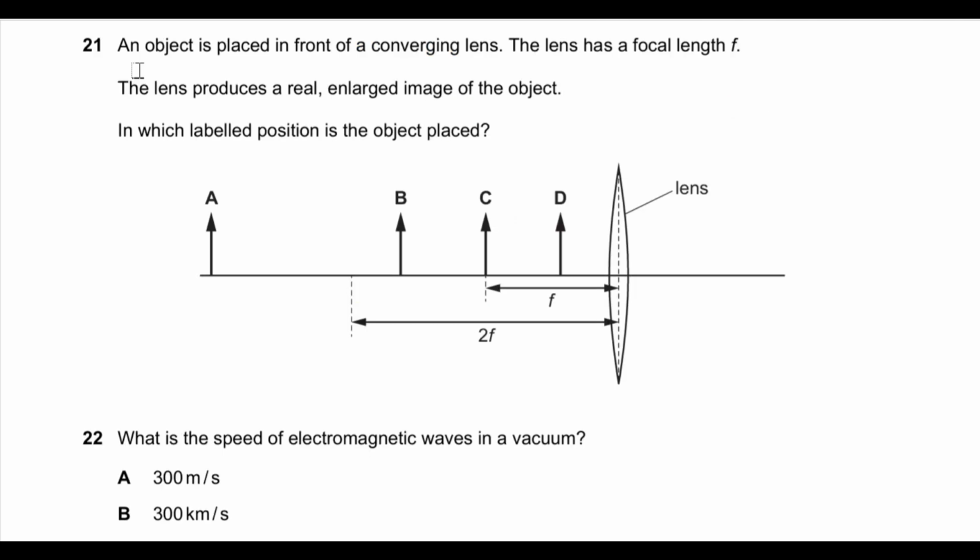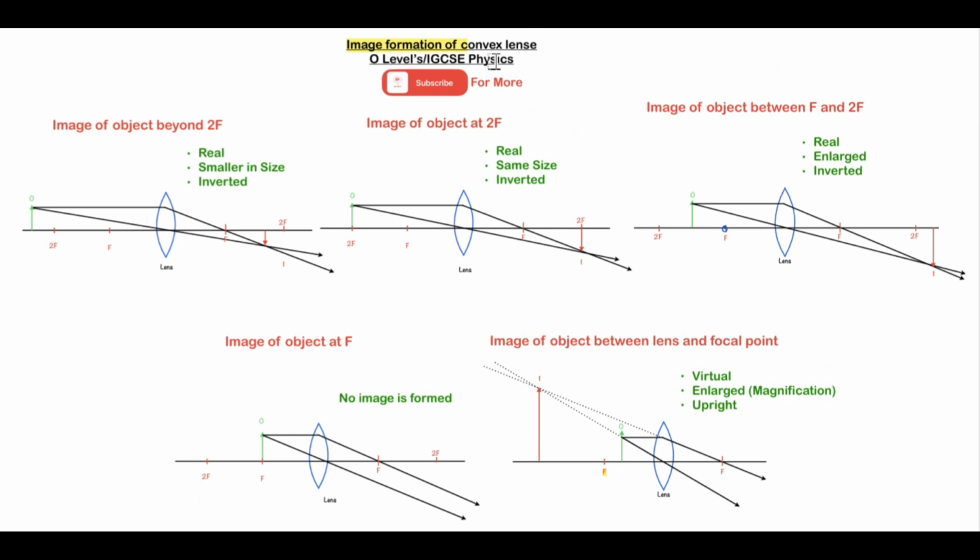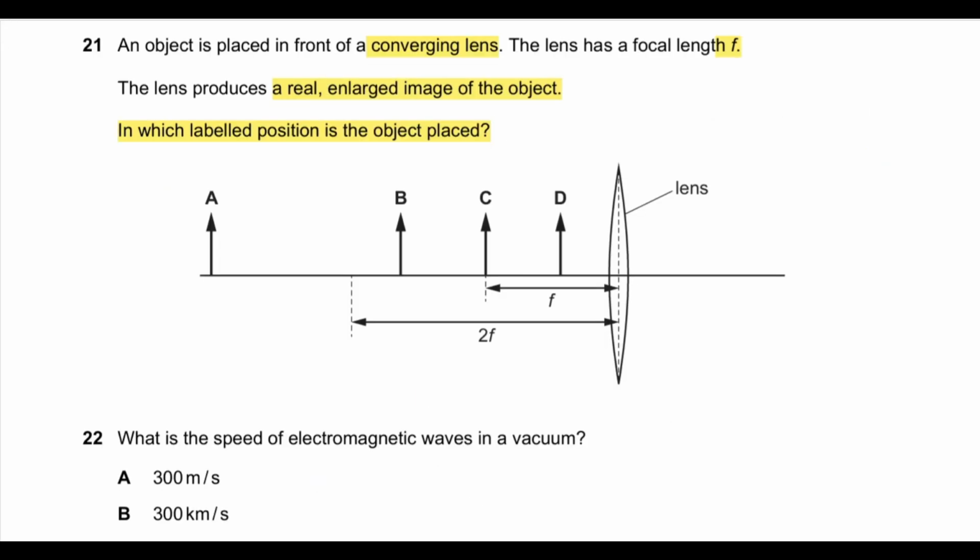Question number 21 says an object is placed in front of a converging lens. The lens has the focal length f. The lens produces a real enlarged image of the object. What is the position of the object? When we see image formation by a convex lens, it produces a real and an enlarged image when the object is placed between f and 2f. F is the focal point and 2f is twice the focal length. So in this diagram, this position is 2f and this position is f. That means B is the position between f and 2f at which the image would be real and enlarged.